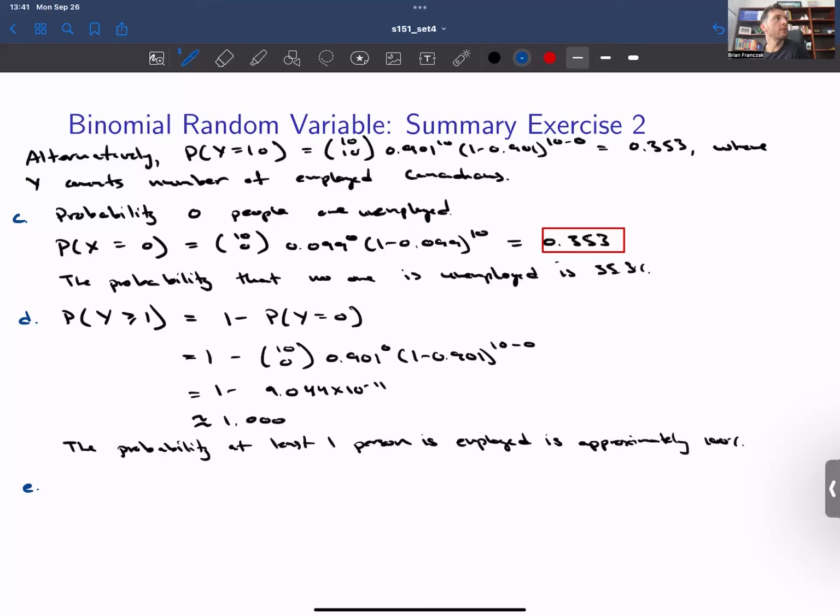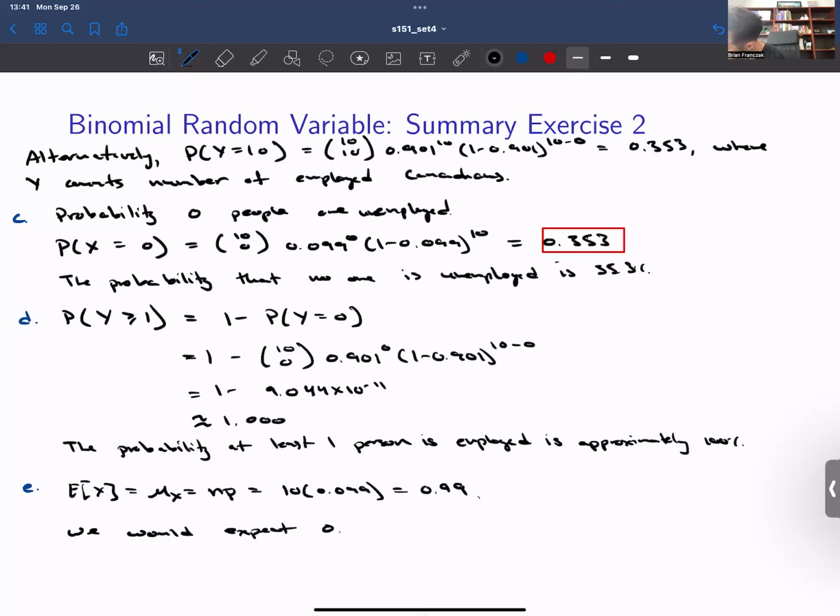In E, for the SRS collected in B, how many people would you expect to be unemployed? The expected value of X, which counts the number of unemployed persons, is equal to the mean of X, which is N times P. So this is 10 times 0.099, which is 0.99. So we would expect 0.99 persons to be unemployed.